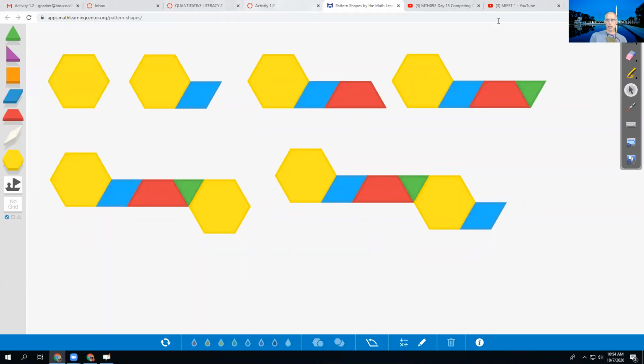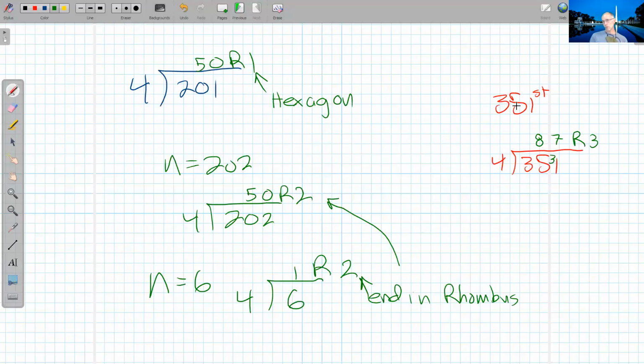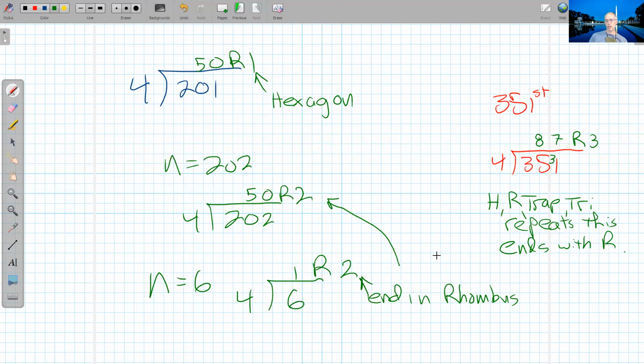So I could describe the 351st figure by saying, well, it goes a hexagon, followed by a rhombus, followed by a trapezoid, followed by a triangle, repeats that sequence, repeats this, and ends with the rhombus. And I would obviously write that out with more words, but that's my shorthand for what I think I just figured out here. That was fun.